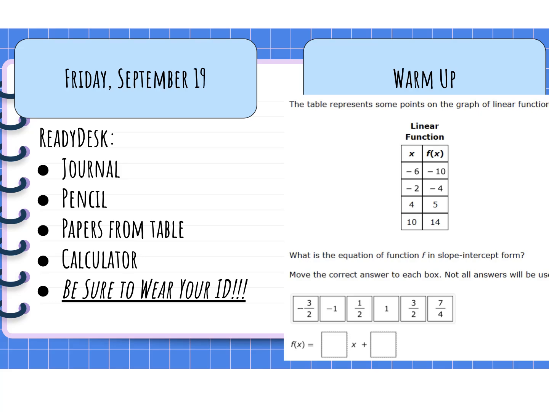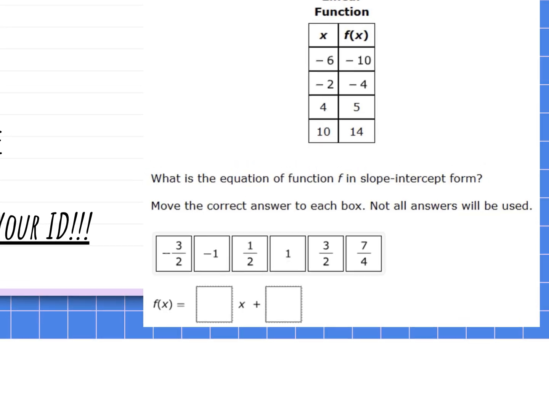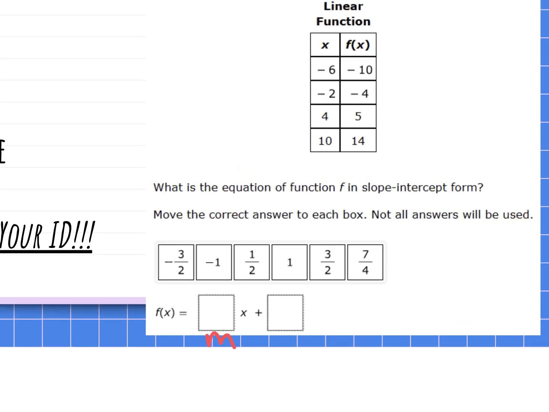Today we're going to continue to talk about slope-intercept form. On this warm-up, you can see that it is giving you a table and it's asking you to write in y equals mx plus b format. So remember, to find slope in a table, change in y over change in x.